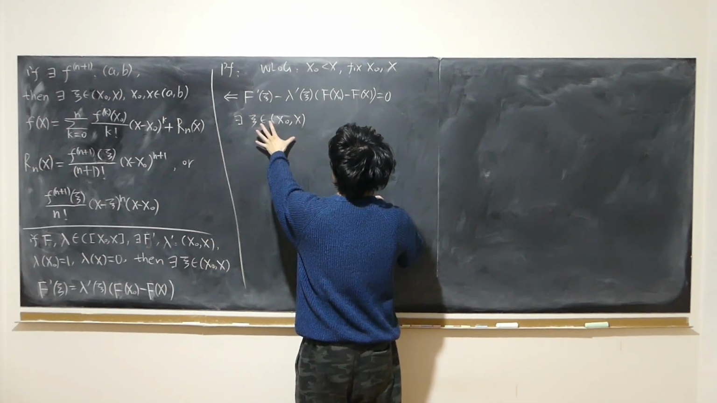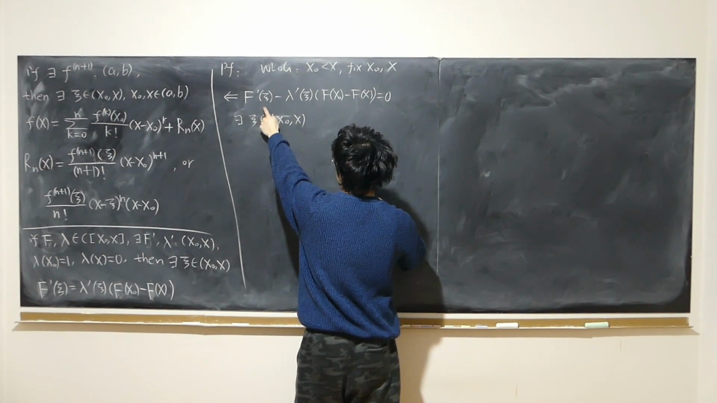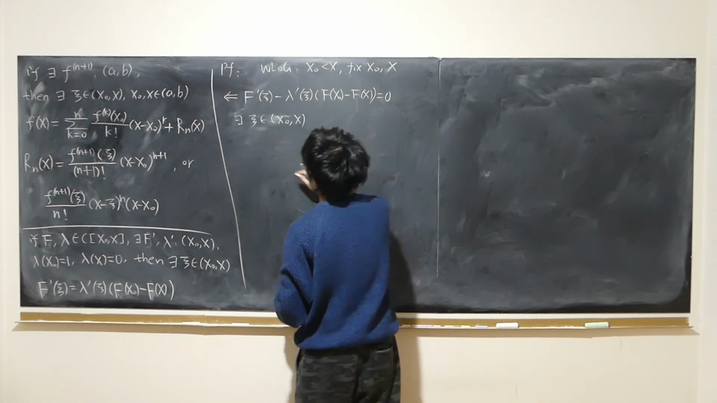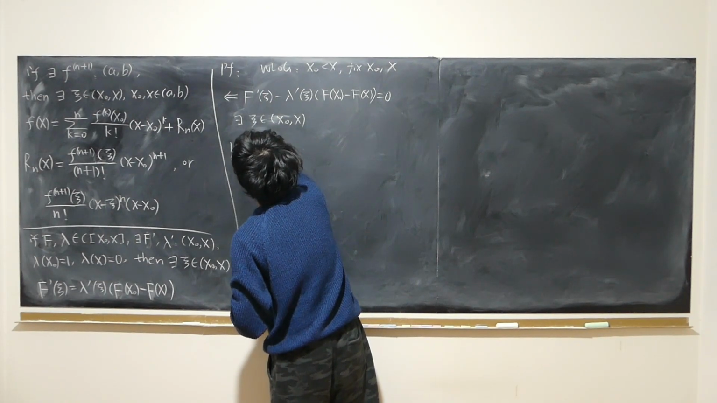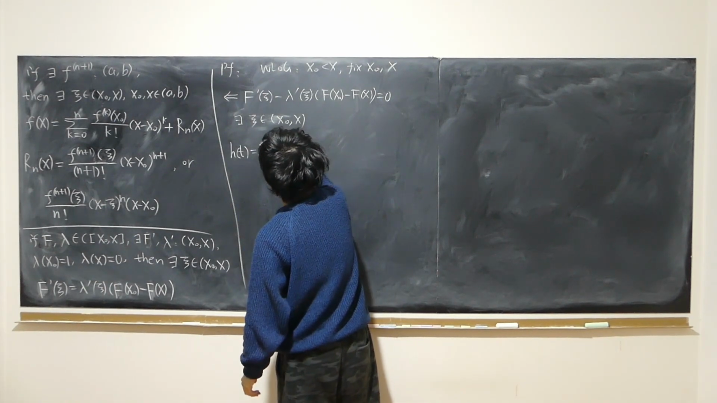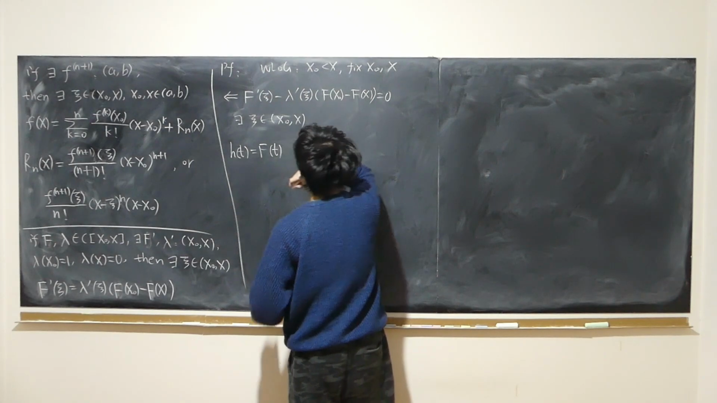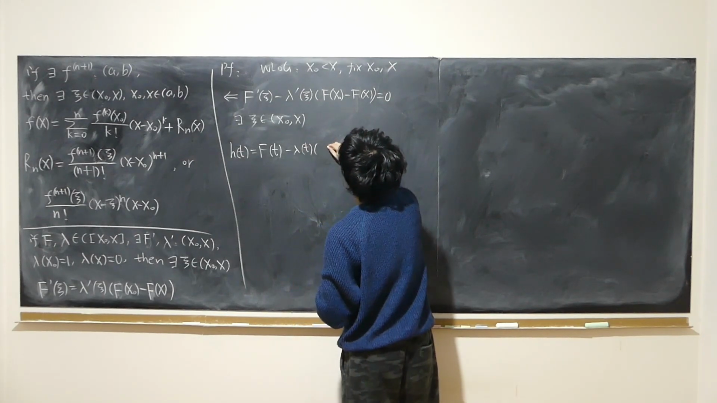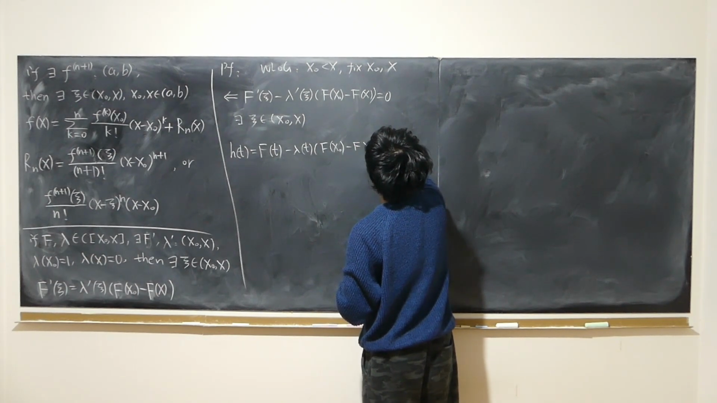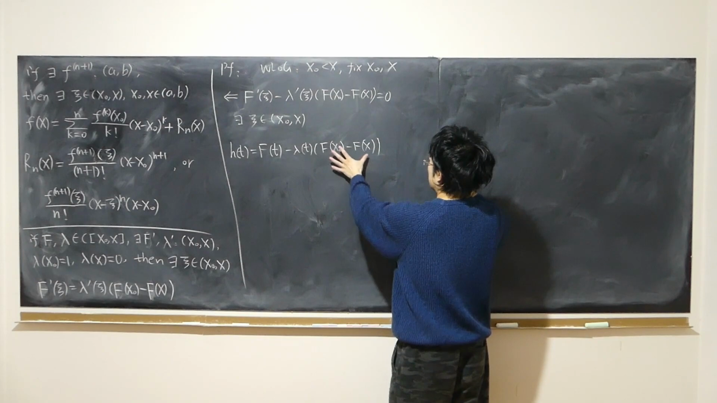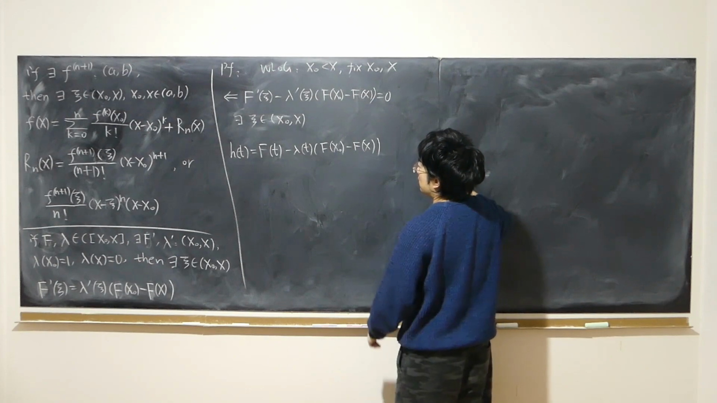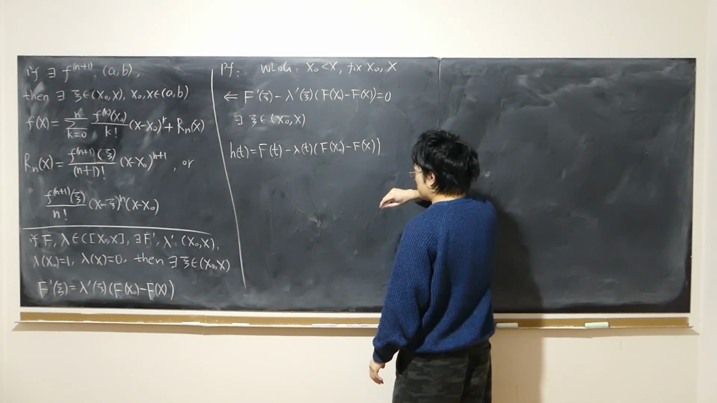The reason is that we're motivated by the derivative, then we can find its antiderivative. We can construct a new function called h of t, that is f of t, its antiderivative, minus lambda of t times the quantity f of x naught minus f of x. This is just a constant, because remember we hold both x naught and x fixed.